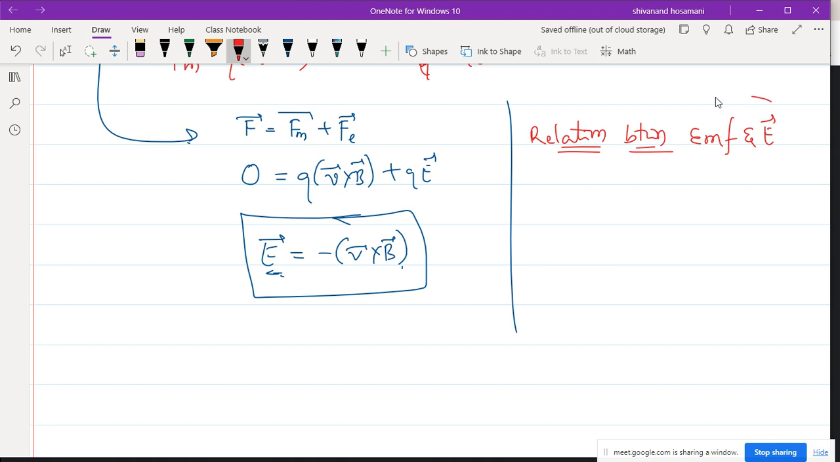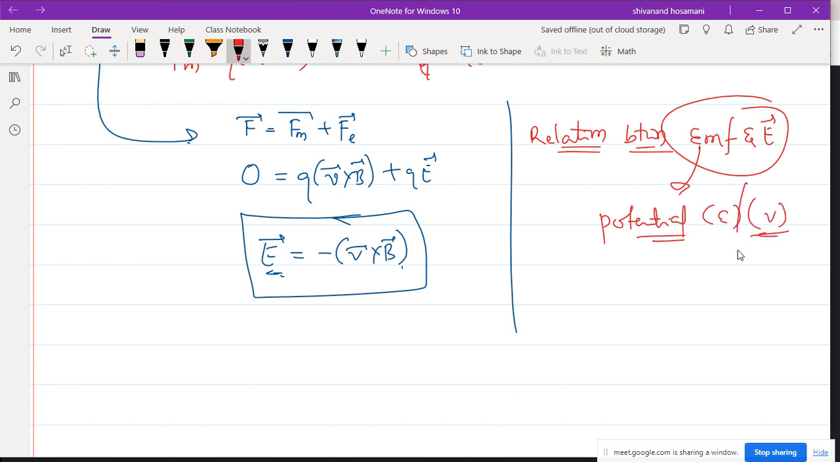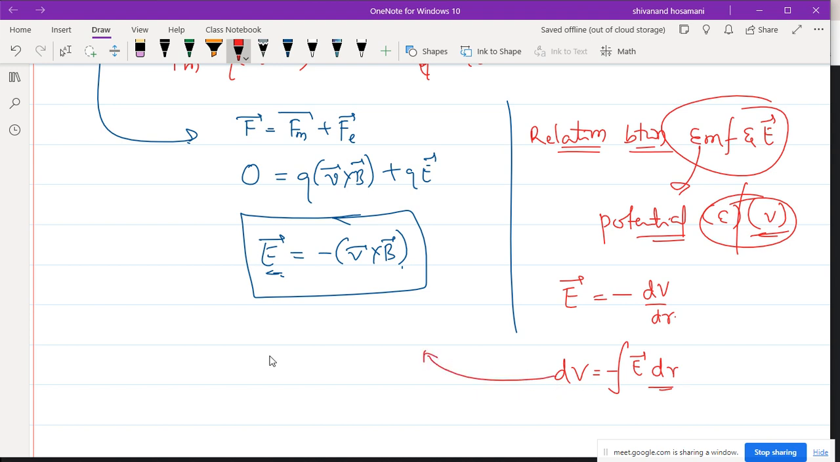EMF is nothing but a voltage potential, right? EMF means potential; instead of writing EMF we can write V, no problem. Do you know the relation between electric field and potential? Electric field is equal to negative potential gradient, as we have already said once. Therefore potential is equal to minus integration of E dr.